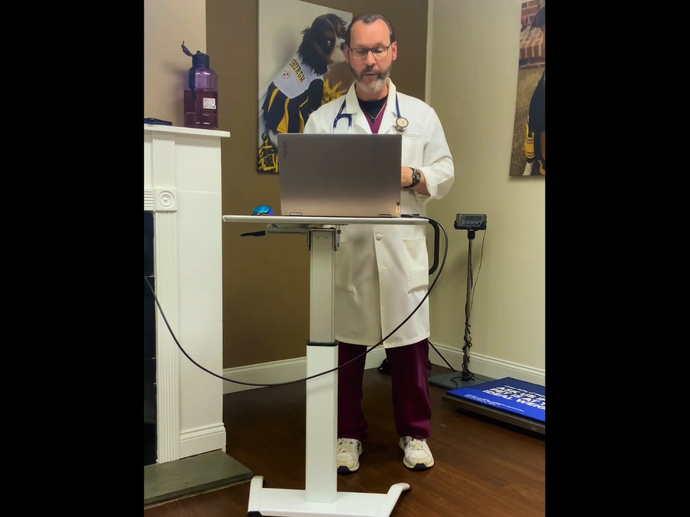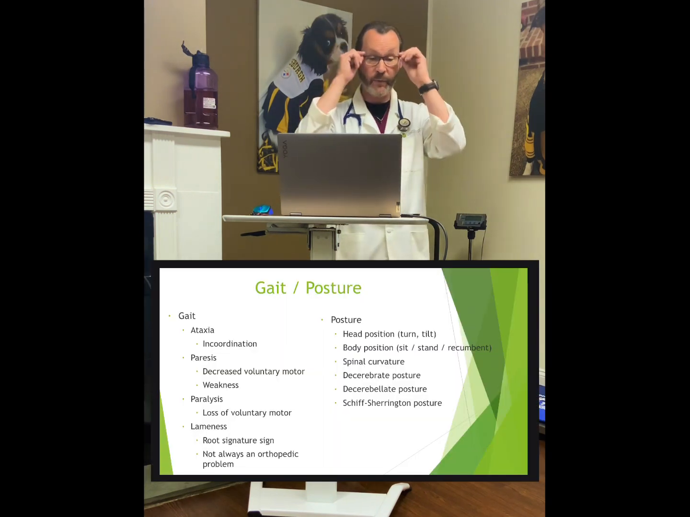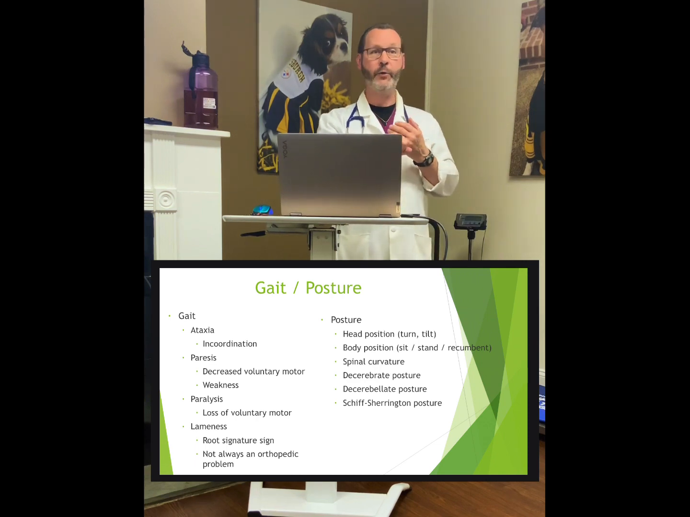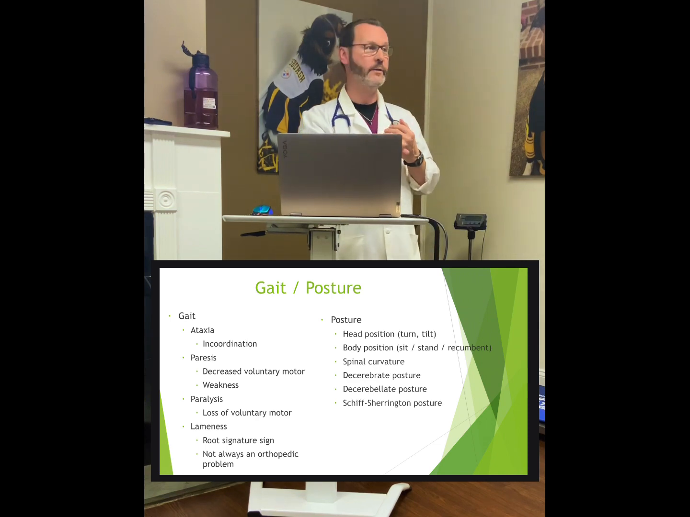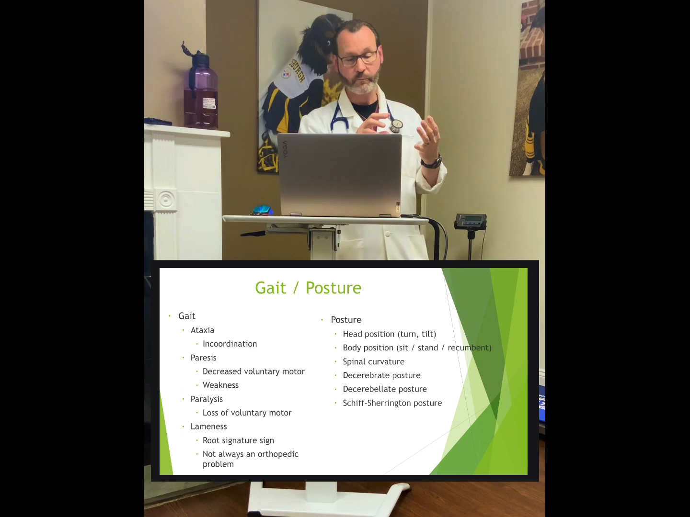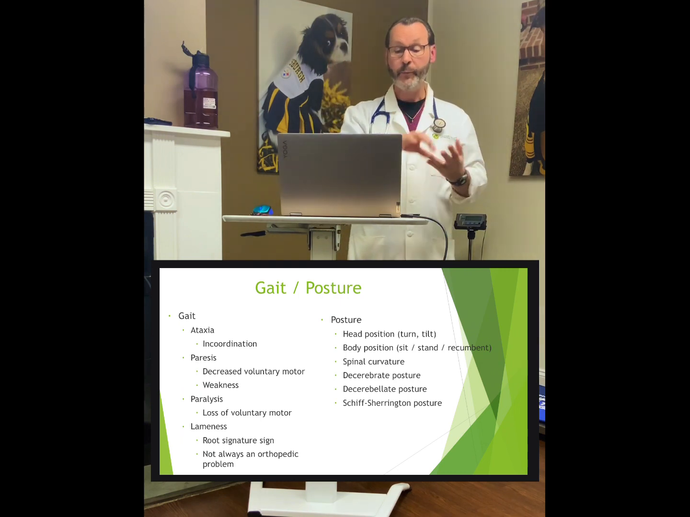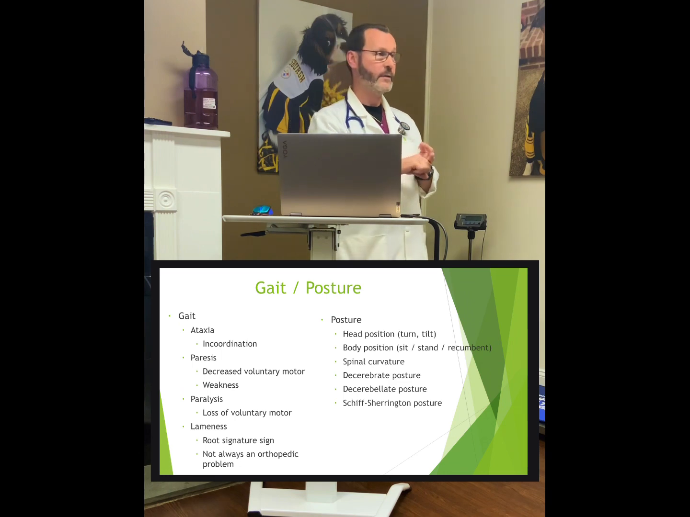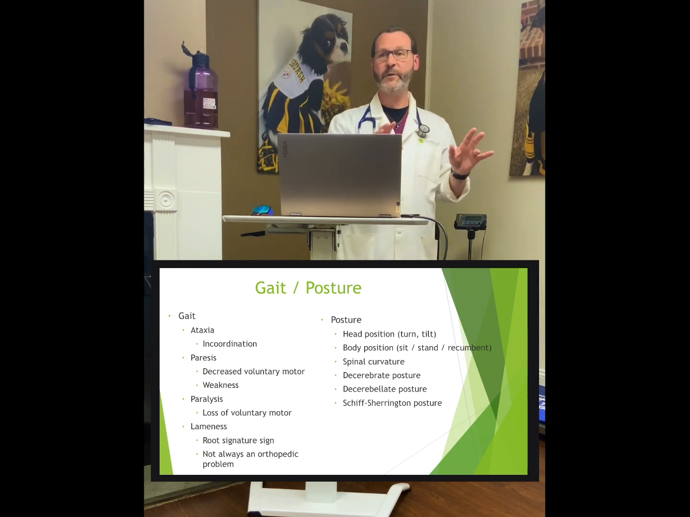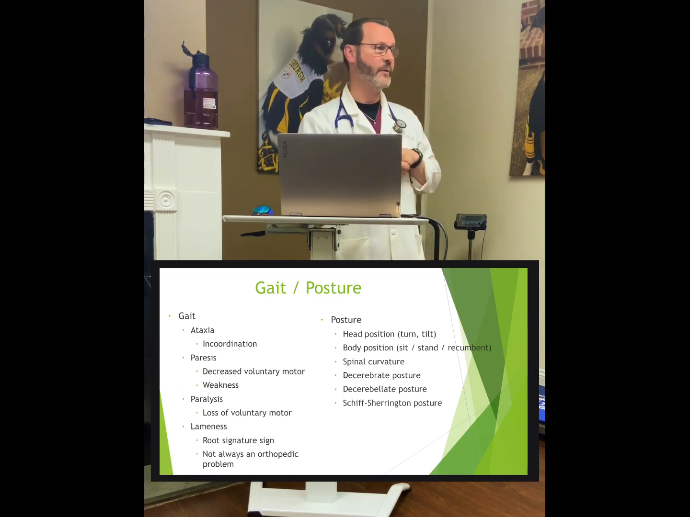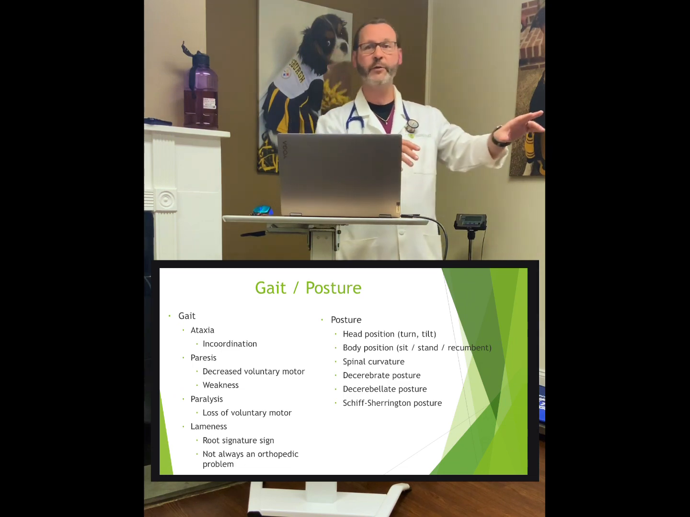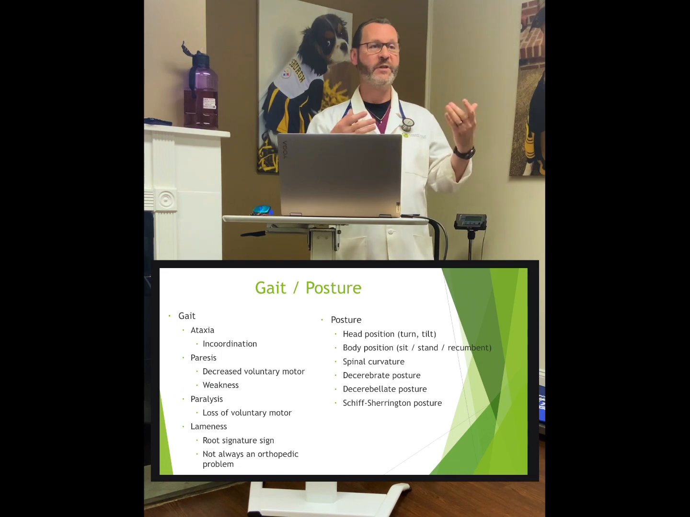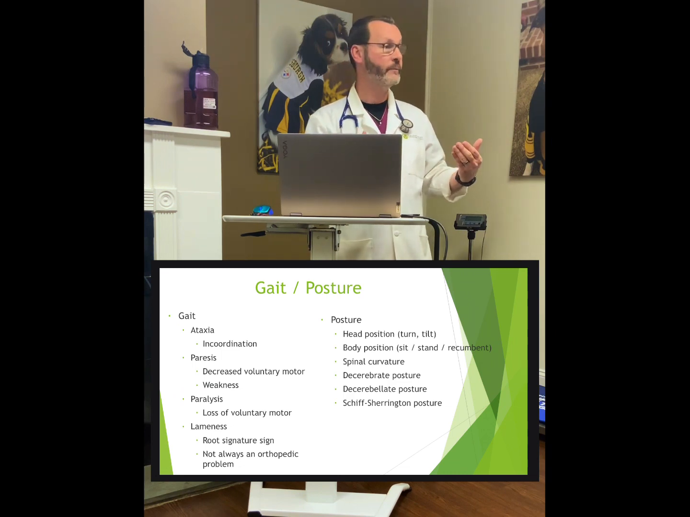Okay. Gait and posture. Going to spend a few minutes with this. Gait is going to be characterized. Is it going to be ataxic, which is incoordinated? And we're going to talk in a minute about there's several types of ataxia. 3 types in particular. Paresis, which is again decreased voluntary motor or weakness. Again, neurologists debate that there's a difference between these, but for our purposes, they're pretty much the same. They're weak or they have decreased control over their limbs. Okay. Paralysis, of course, is a complete loss of voluntary motor.